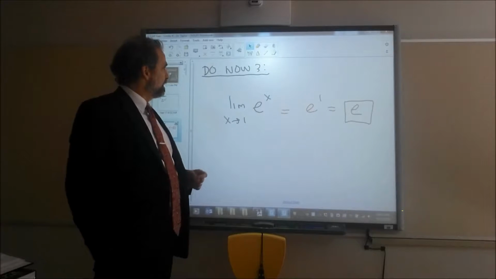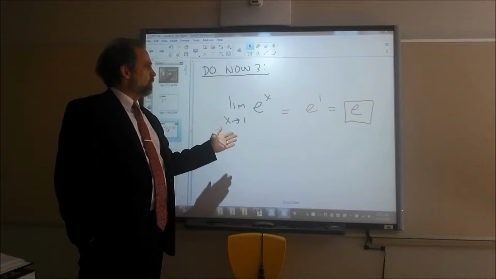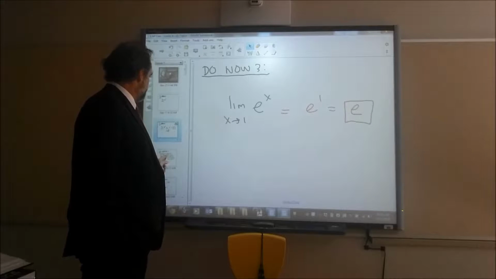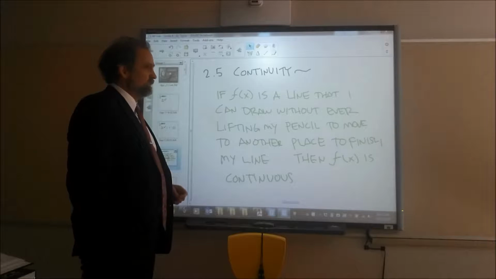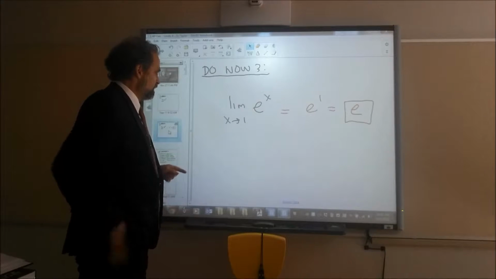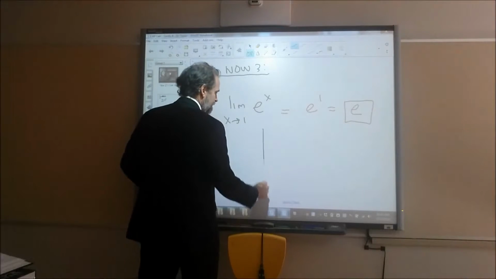So what we're looking at here is, in this case, e to the 1 is e, and we want to say to ourselves, okay, does that function have continuity? And it does, because that function looks kind of like this.